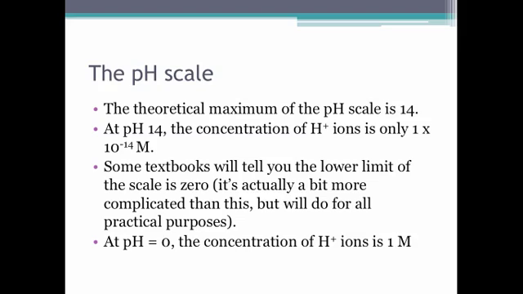Just for your note, if you're thinking, well, how can you have a pH of 0? Don't forget that it means negative log to base 10 of the hydrogen ion concentration. So if you take the anti-log of 0, you'll find the number is 1. In other words, the log of 1 is 0. So therefore, at pH 0, the concentration of hydrogen ions is 1 molar.